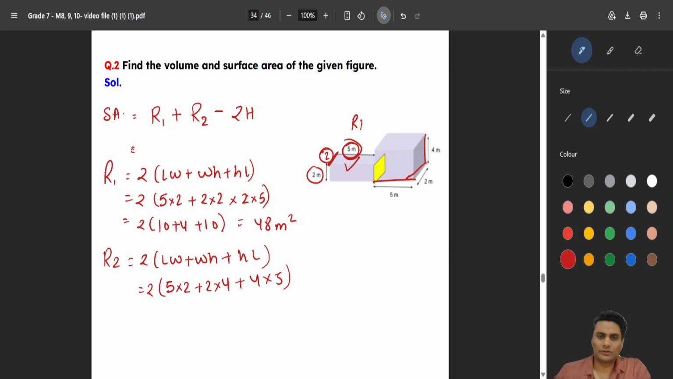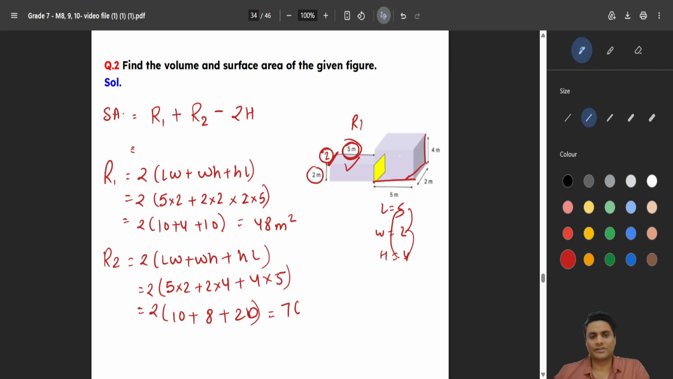Okay, you can see from here the length is 5, the width is 2, the height is 4. So first I took 5 times 2 here, then I took 2 times 4 here, and then 4 times 5 here. Okay, solve it. 10, 2 times 4 is 8, 4 times 5 is 20. Okay, 20 plus 10 is 30, 30 plus 8 is 38, 38 times 2 is 76. So 76 meter square. Now we have to find the 2 times h.